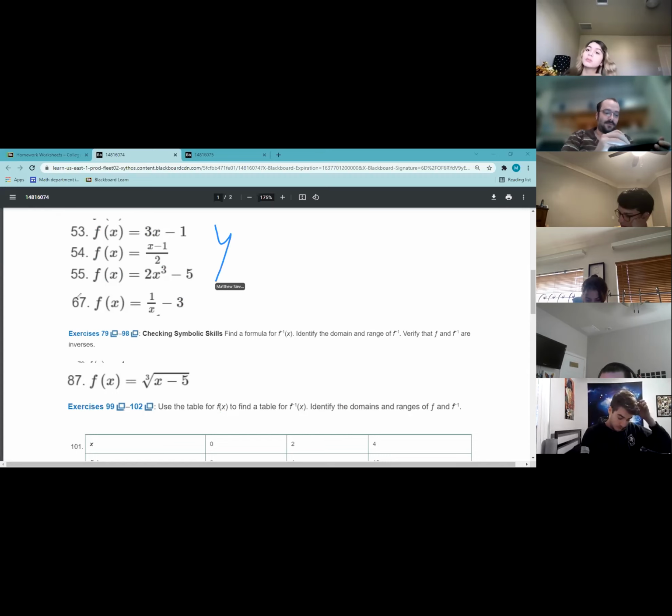So y equals 1 over x. I think 54 was the one that we didn't have to do, right? Yeah, okay. 1 over x minus 3. Vanessa, did you get this one? I wasn't sure how to do this one. Okay. Would you divide both sides to get x by itself?